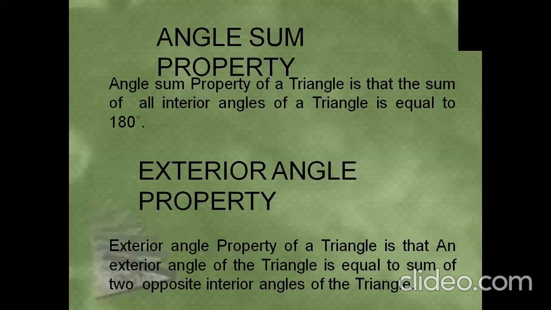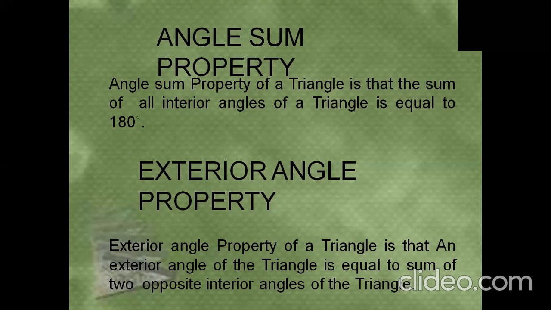Now we'll be discussing some of the properties related to triangles. The angles of the triangle are related to each other in certain ways. So we'll be discussing some of the angle properties of a triangle. The very first property of the triangle is known as the angle sum property.